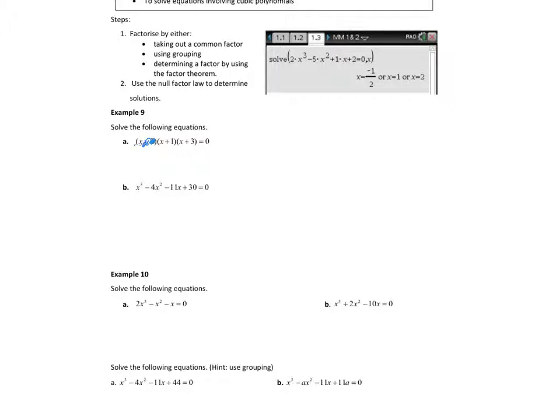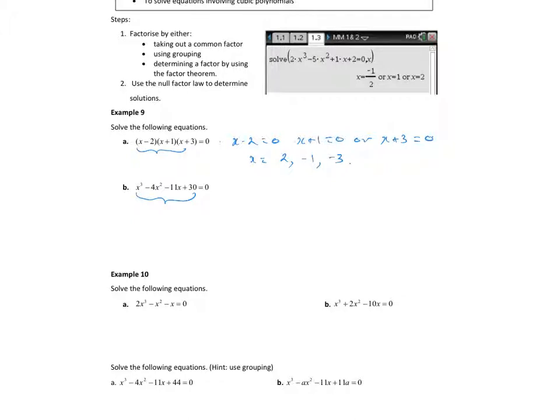Obviously, if we've got a cubic, typically we're going to end up with 3 factors. So the key is to try and get it into this factored form. If it's not, we have to get it there, like we will have to do with part B. If it's in this factored form, our null factor law says that either x minus 2 has to equal 0, or x plus 1 is equal to 0, or x plus 3 is equal to 0. So we're just going to have x will equal 2, -1, or -3.